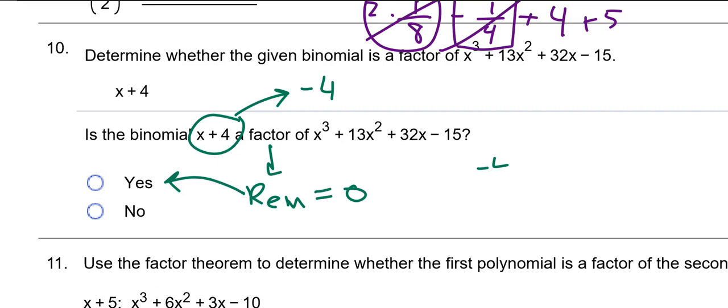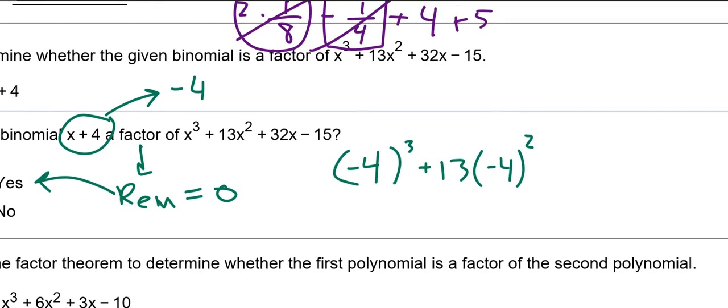So, I can take -4 and raise it to the 3rd power, plus 13 times -4 squared, plus 32 times -4 minus 15. You guys are yawning so much that it's causing me to yawn, okay? And I just don't appreciate it.